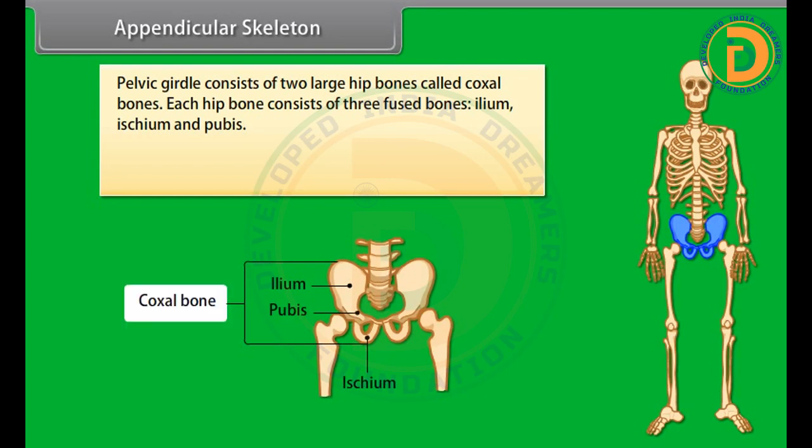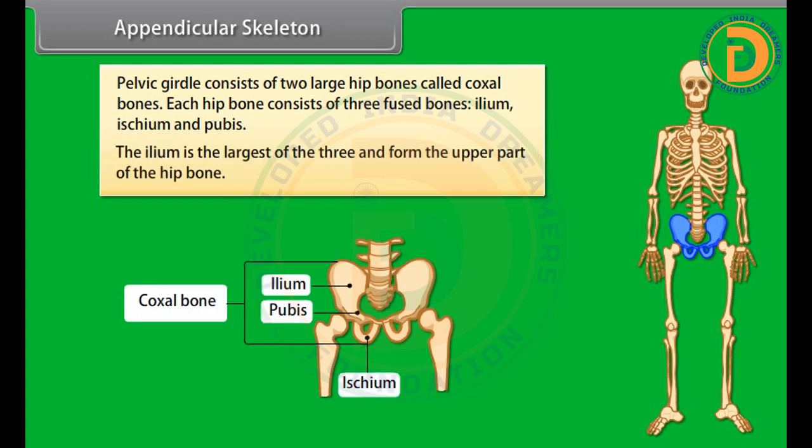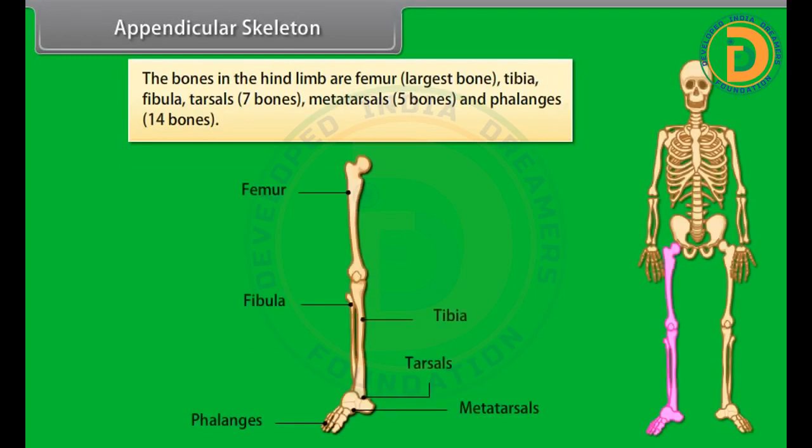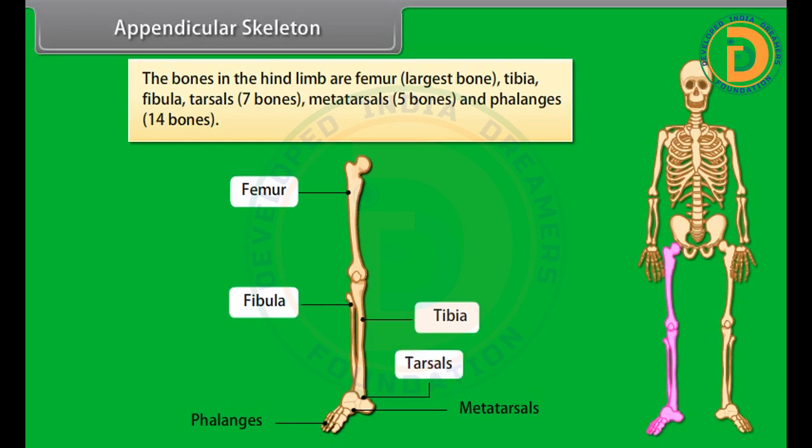Pelvic girdle consists of 2 large hip bones called coxal bones. Each hip bone consists of 3 fused bones, ilium, ischium, and pubis. The ilium is the largest of the 3 and forms the upper part of the hip bone. The bones in the hind limb are femur, the largest bone, tibia, fibula, tarsals, 7 bones, metatarsals, 5 bones, and phalanges, 14 bones.